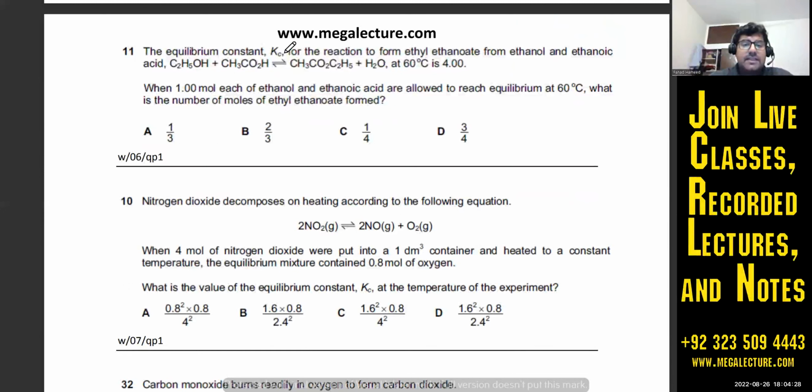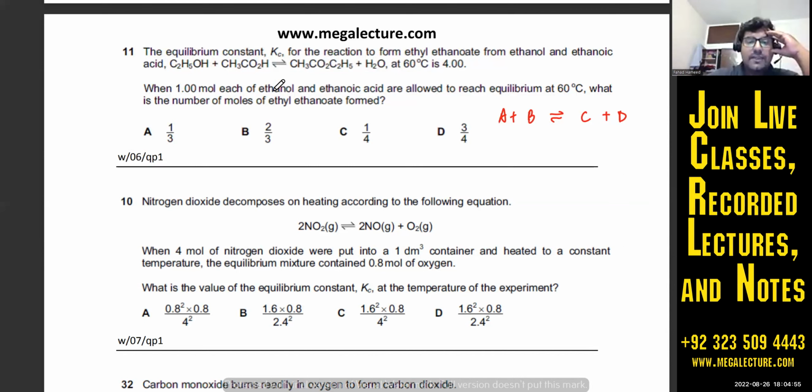So in those questions, the Kc value was already provided to you. So you've got this expression. Let's write it as A plus B is equal to C plus D. Okay, I'm not wasting time writing the whole thing. Okay, so I've got this equilibrium. D is water, C is this thing, ester. The Kc value is already known, it's 4.